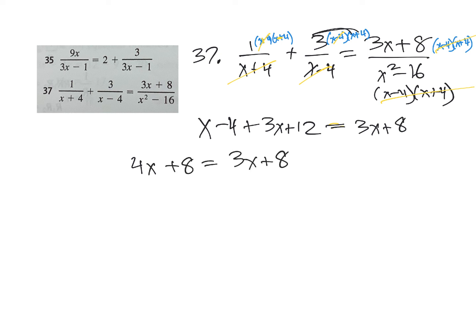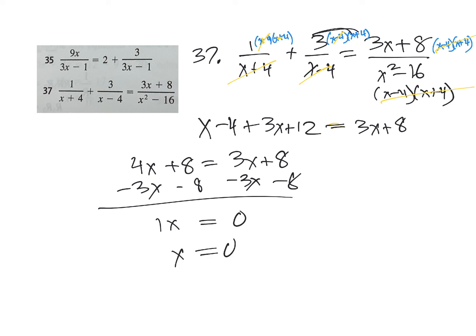And that gives us minus 3x, minus the 8. And we get 1x = 0. So x is equal to 0. 0 is a solution is what I'm trying to say. 4 cannot be a solution, and -4 cannot be a solution. Okay, now moving on. 39.